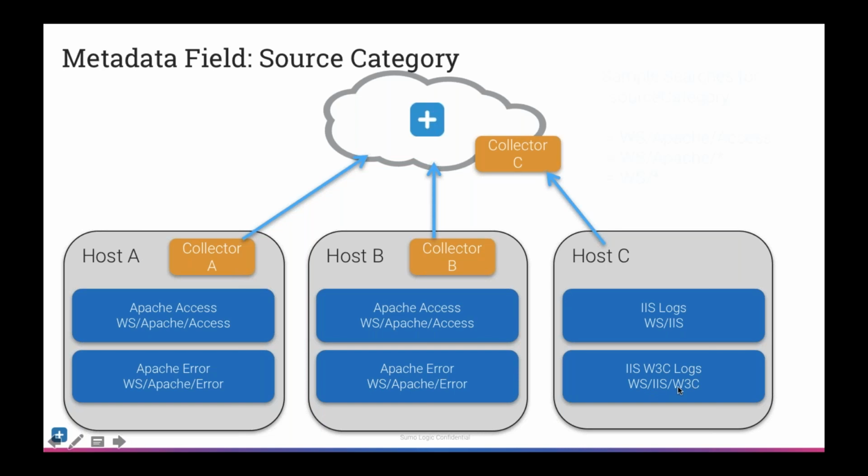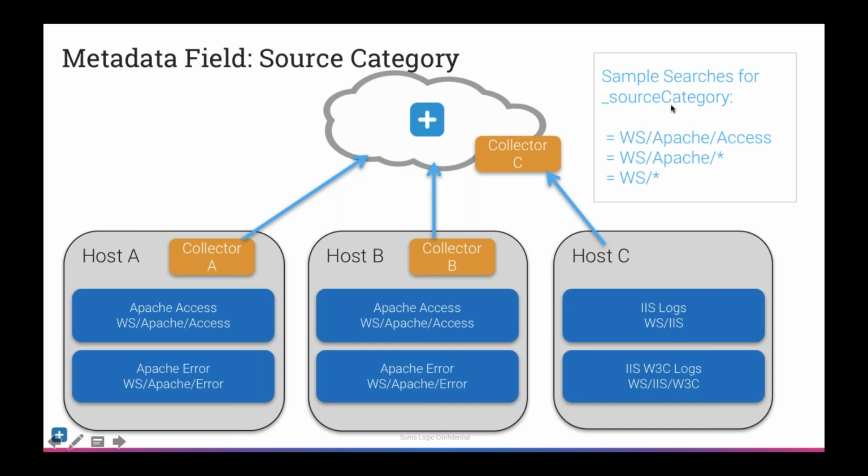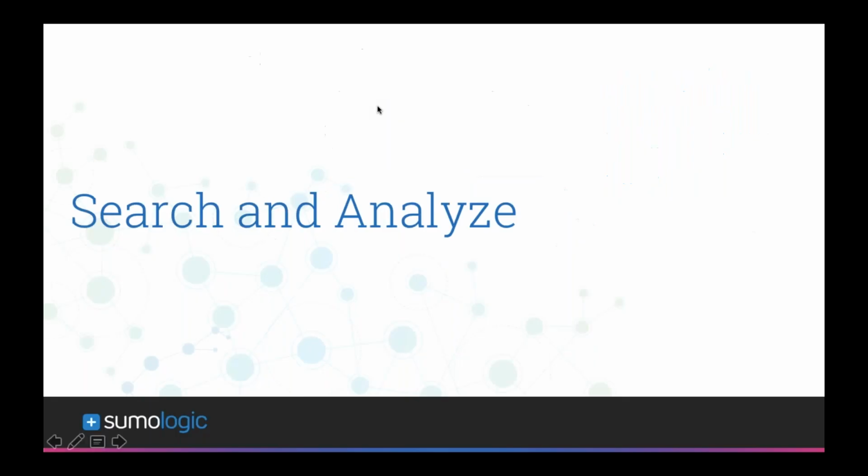The reason I would want to choose a source category like that is because then I can run queries that say, show me only data where source category equals WS Apache access, in which case it would search for data across host A and host B. Or I could say WS Apache star, in which case I would search all access and error log files in here. Or I could even say WS star. In that case, it doesn't care about brand. It would search across multiple hosts for all my web server data. So you start seeing how a robust naming convention for your source category is going to make it pretty easy for you to search. And we'll get into that in just a second.